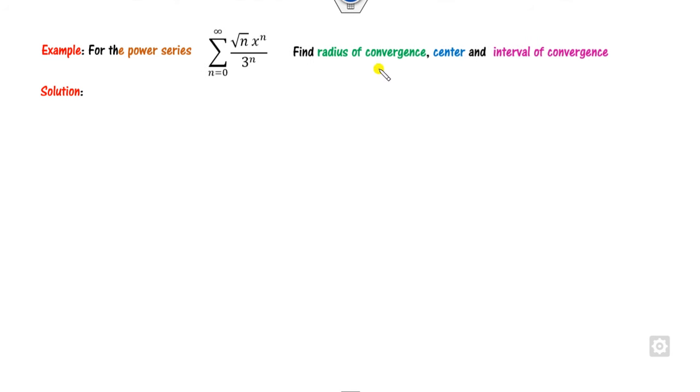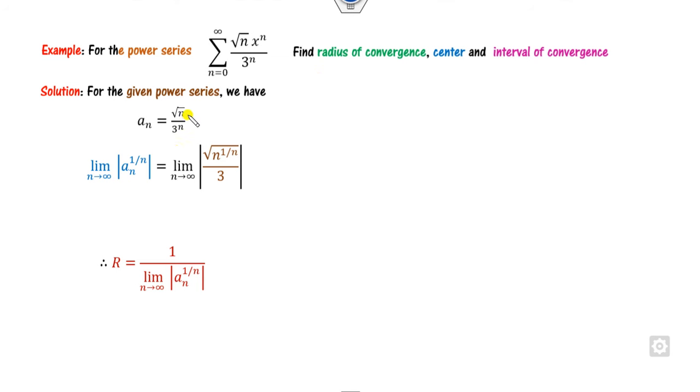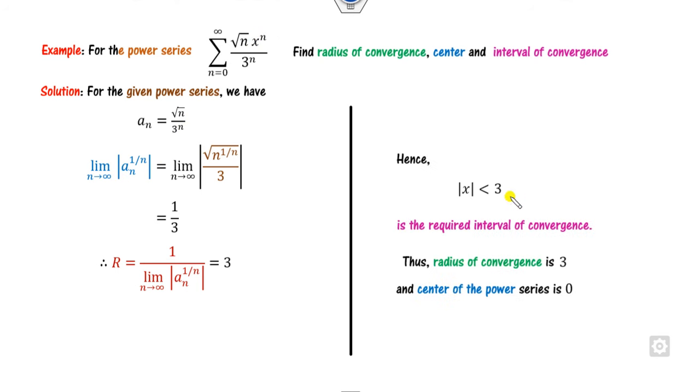For this power series, find the radius of convergence. You can see here, this is my a n. You can start from here again, because this is the power of n. Again, we can use the limit as n approaches infinity. This value is my 1, so this is my 1. So it's 1 over 3 here. Again, this is only x. So we can write it like this: radius is my 3, center is my 0.